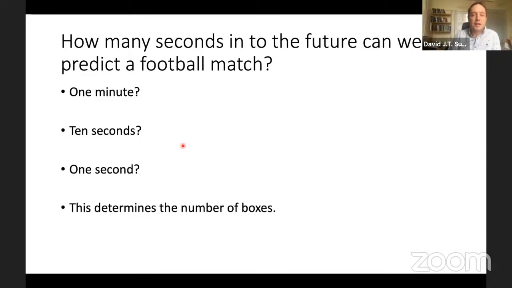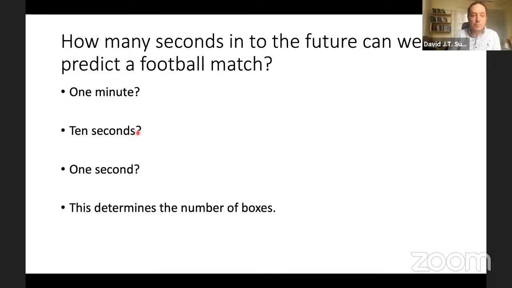1 second into the future, I can believe it's possible to predict what's going to happen in a match. You've got a one-on-one situation, and you can certainly get a much better than random estimate of whether there's going to be a goal or not. But basically this number determines the number of boxes. It should be somewhere between 1 minute and 1 second. So to get the number of boxes, you divide 90 or 95 or 100, or however many minutes you've assumed in your football match, by the time scale that you believe you can predict into the future.